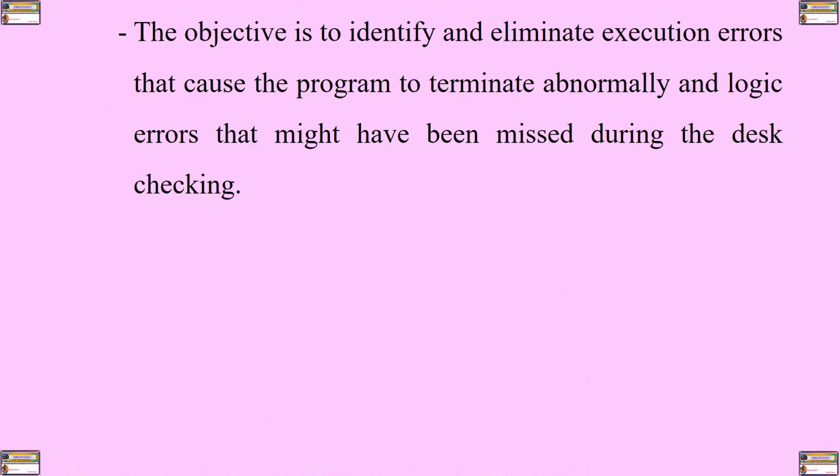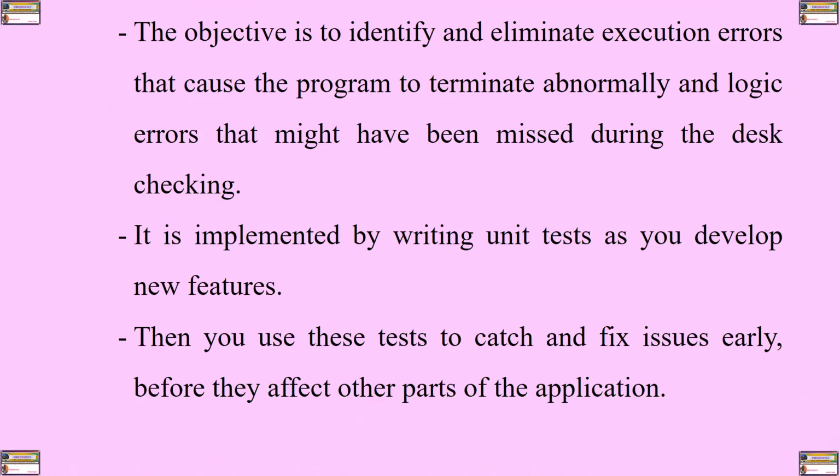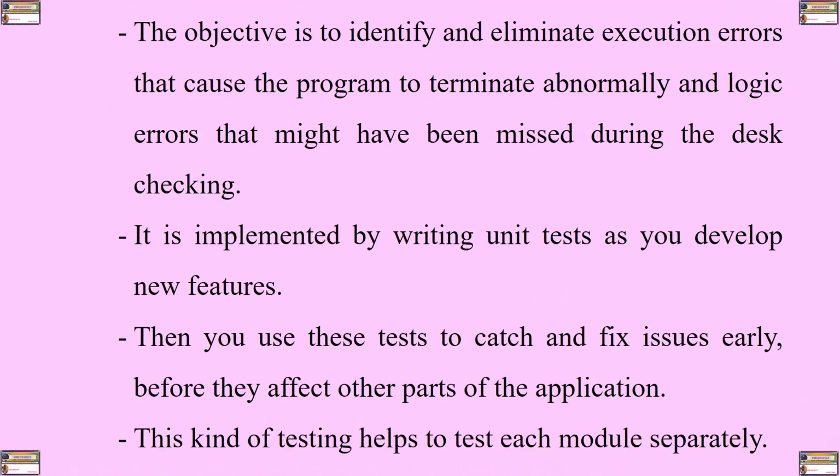The objective is to identify and eliminate execution errors that cause the program to terminate abnormally and logic errors that might have been missed during the desk checking. It is implemented by writing unit tests as you develop new features. Then you use these tests to catch and fix issues early before they affect other parts of the application. This kind of testing helps to test each module separately.